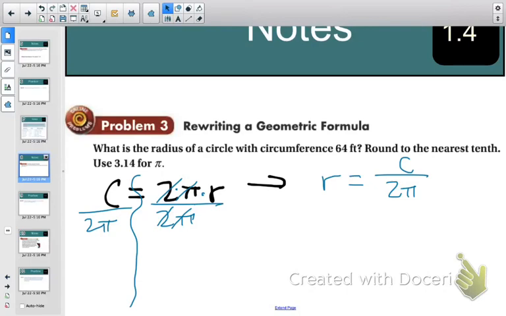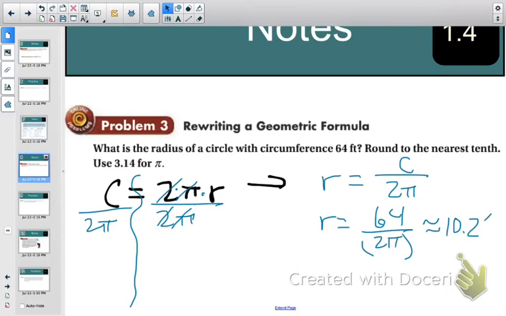Okay, you can do it that way, and then plug in your circumference, which would be 64. So 64 divided by 2 pi. And then figure out what that comes out to be, which would be approximately, it says use 3.14 for pi, so if you're dividing this on your calculator, make sure you put this in parentheses, so you divide it by 2 pi, not just by 2, and then divide it by 3.14. So about 10.2, if we're rounding to the nearest tenth. 10.2, what are we in, feet? Feet. Okay, you could do it that way.